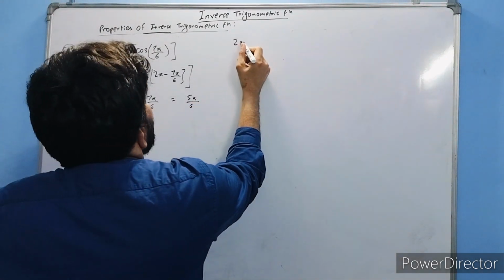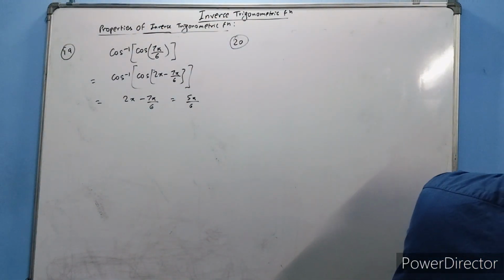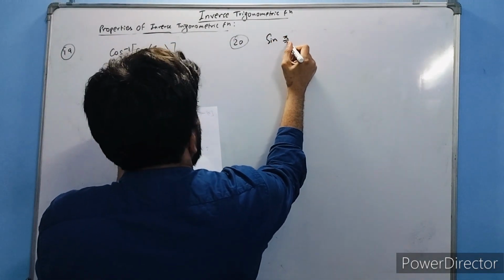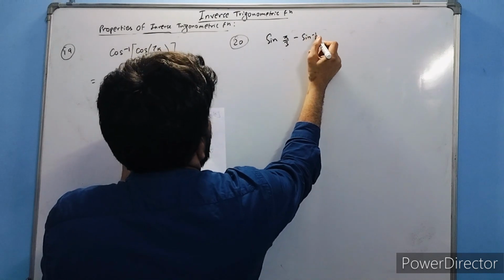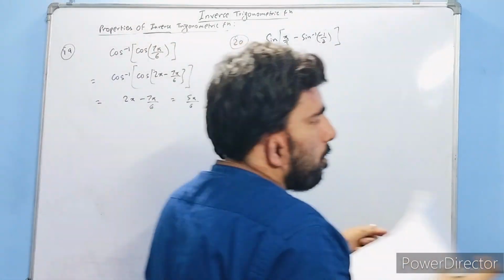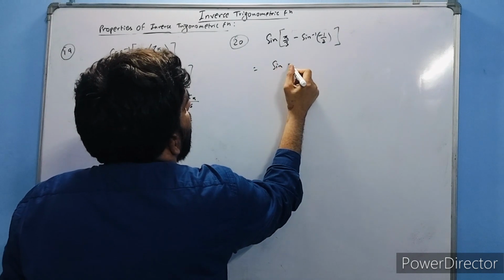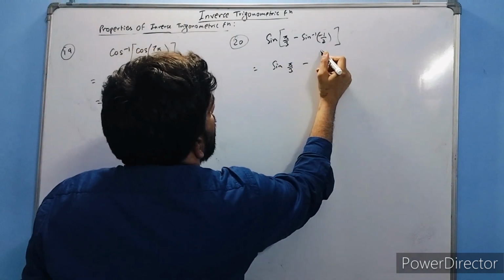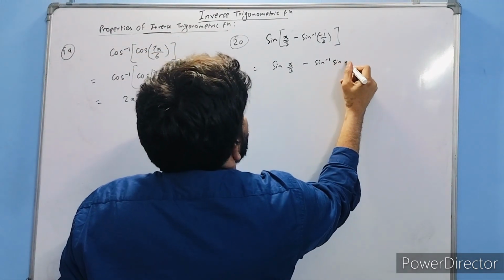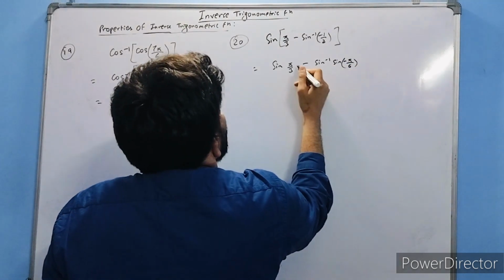Now for the 20th question, we have to find the value of this, that is sine of (pi upon 3 minus sine inverse of minus half). Okay, we need to find the value of this. How will we find the value of this? Let us see. We have sine of (pi upon 3 minus sine inverse), which we can write as sine of minus pi upon 6.